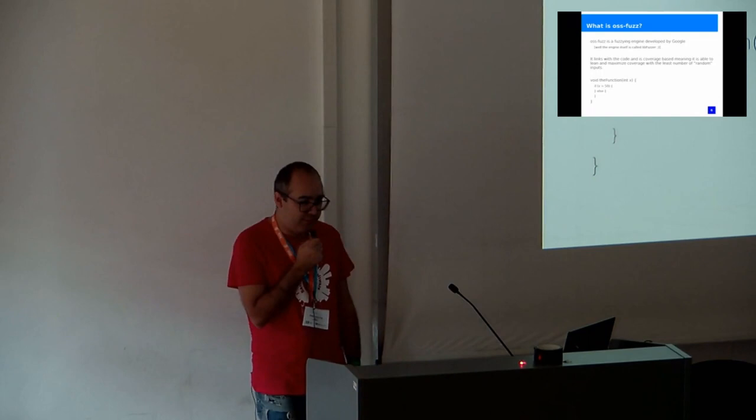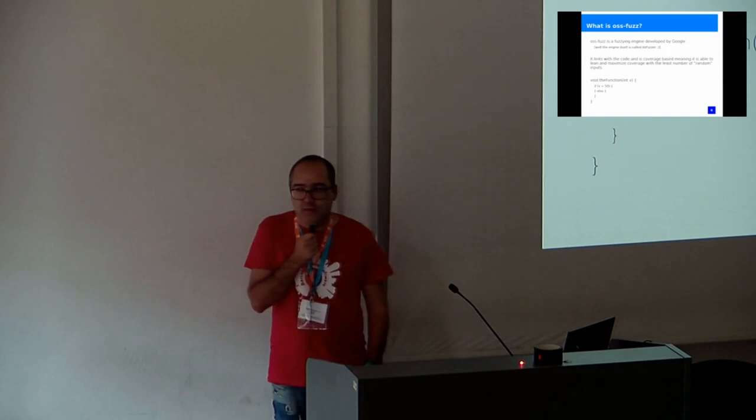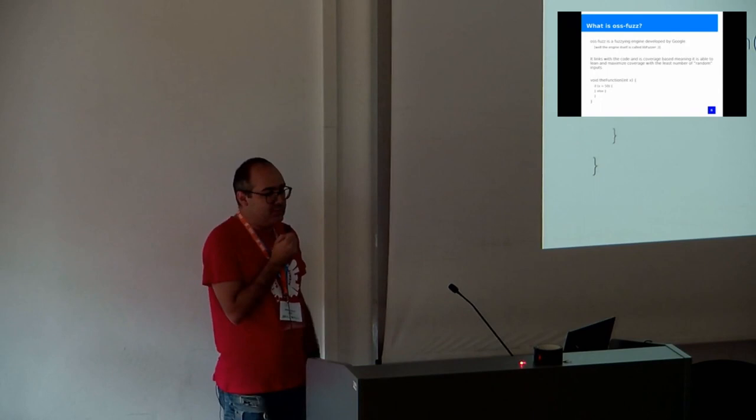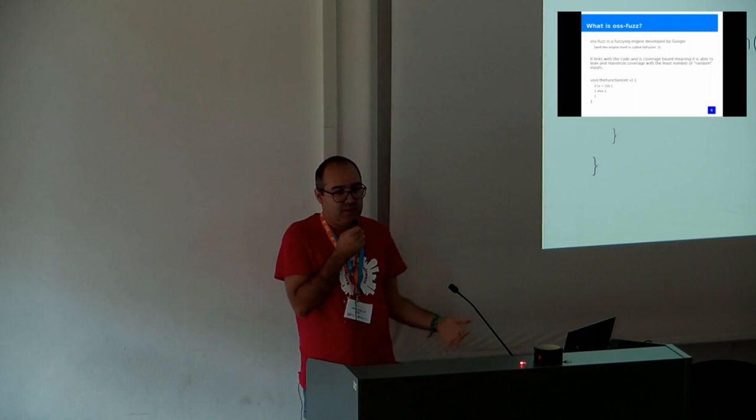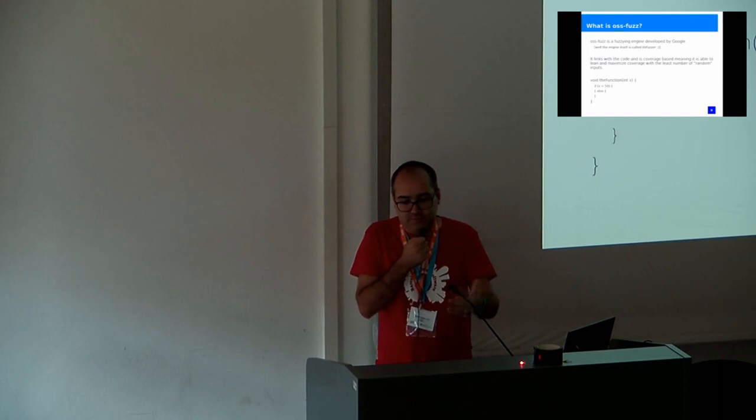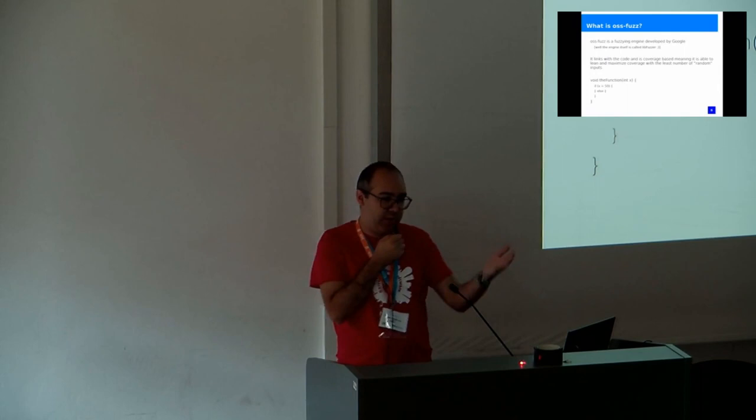It's coverage-based, which means it understands your code and will minimize the randomness of fuzzing, right? So if you have a function where there's an integer x and you check for x being bigger or smaller than 50, it will not try 51, 52, and 53, right? Because it knows that 51, 52, and 53 will execute the same code. So why try all of those? So it is really, really advanced.